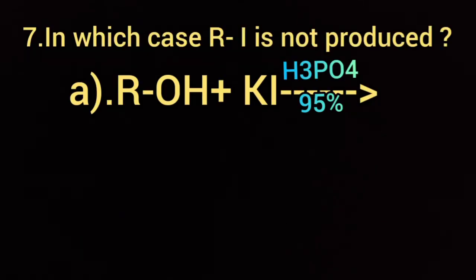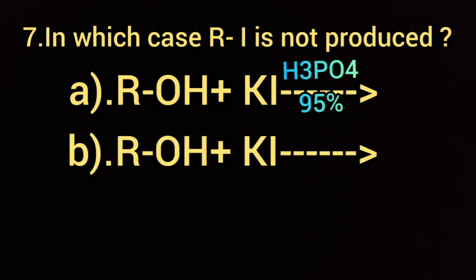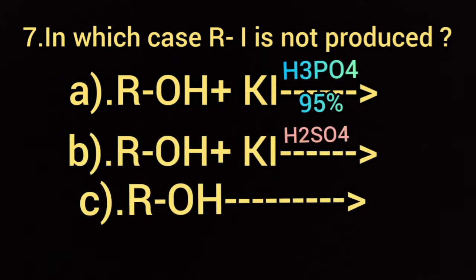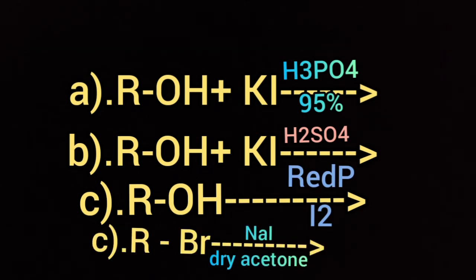In which case is RI not produced? ROH plus KI with 95% H3PO4, ROH plus KI with H2SO4, ROH with red phosphorus and iodine, RBr with sodium iodide in acetone. In which case is RI not produced? Obviously the correct option is B, because H2SO4 oxidizes HI to I2. So in option B we cannot get alkyl iodide.